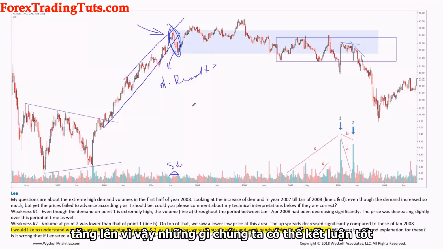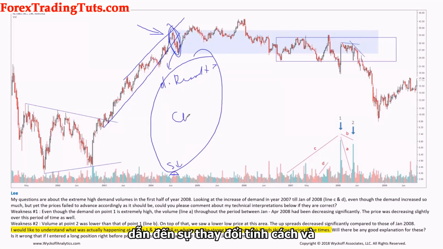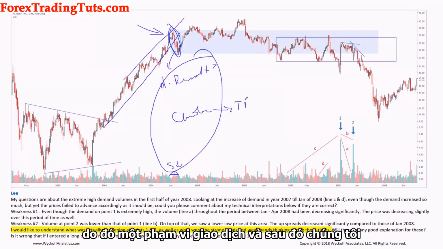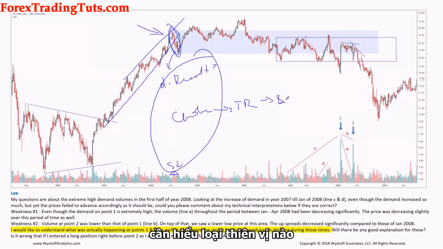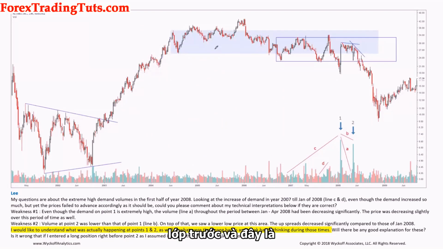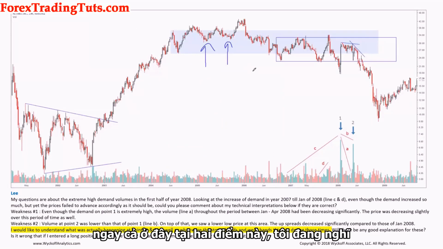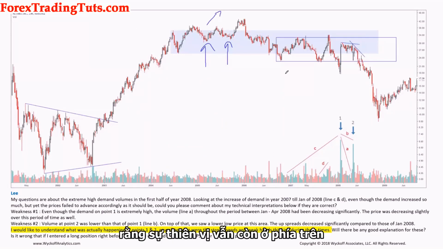So what can we conclude? Well, we're still thinking that this could lead to a change of character and therefore a trading range. And then we need to understand what kind of bias we're going to have in that trading range. As I mentioned to you in the previous class, and this is how I establish my communication and my integrity with you guys, even here at these two spots, I'm thinking that the bias is still to the upside. I'm not sure if anybody could persuade me otherwise at this point in time.